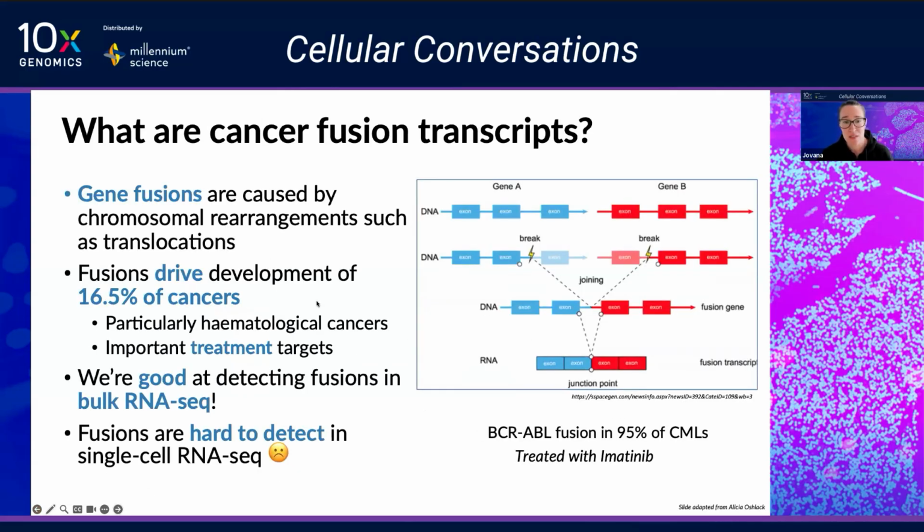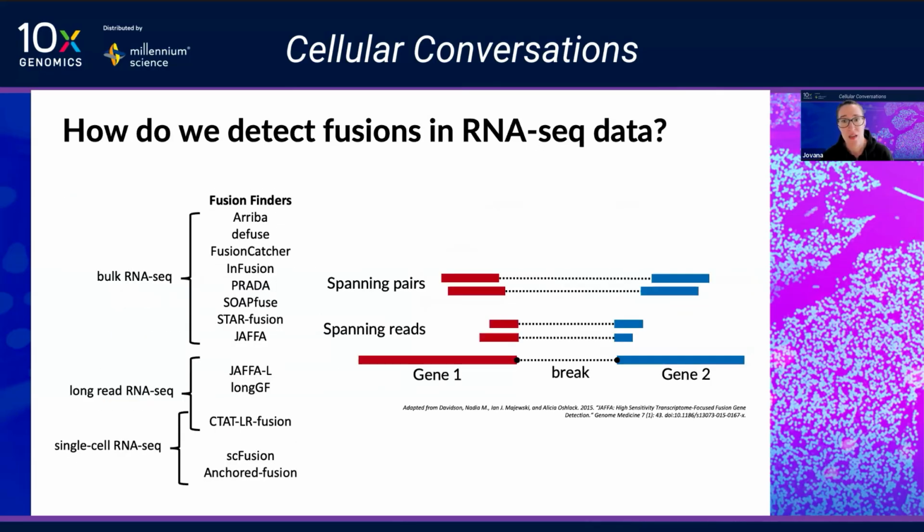Now, fusions are important because we know they drive the development of over 16% of cancers, particularly hematological cancers, and they're important treatment targets. We're pretty good at detecting fusions using bulk RNA-seq. People have been working on this problem for a while, but they're really hard to detect in single cell, even though we're really interested in being able to do this.